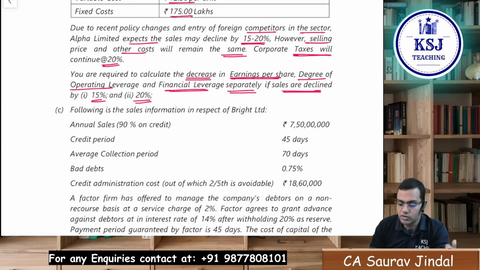Right? So you have to consider two cases. One, the sales quantity is going to decline by 15%. Then 20%, calculate the decrease in earnings. You have to calculate the operating leverage and financial leverage. Right? Is that really difficult, sir? Is that really difficult? I don't think so.